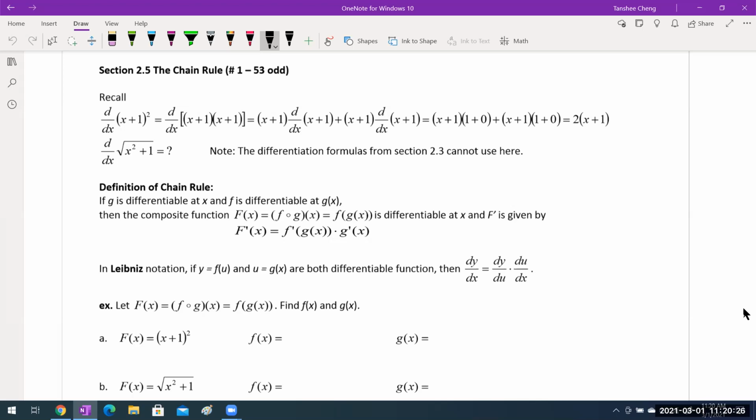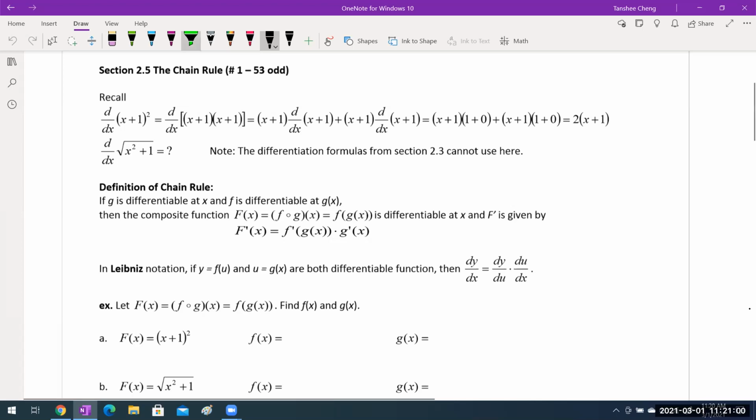However, there are many functions that you cannot break down like that. For example, if I say square root of x squared plus 1, that is also a composition function. We cannot break down the 1/2 power in terms of a product. So in that kind of situation, we need to learn the methods of taking derivatives of composition functions in this section.